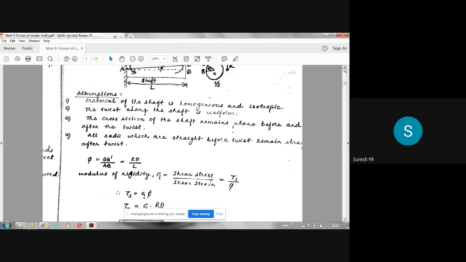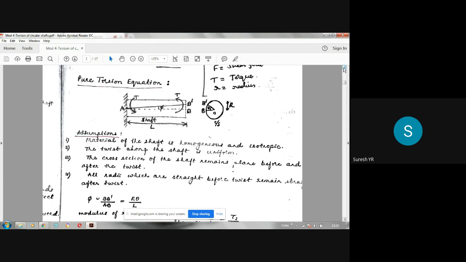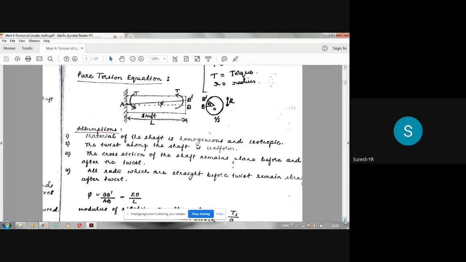Now, very simple derivation. You can see here. I have told you that phi is equal to tan phi because phi is very small, B dash divided by AB. So from that, B dash is nothing but r into theta from this diagram that I have explained. Arc of the circle is equal to radius into theta when theta is in radians. So if you substitute that, you have got phi is equal to r theta by L.